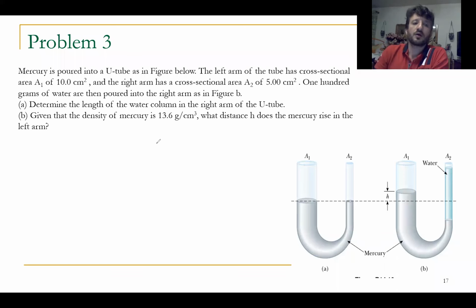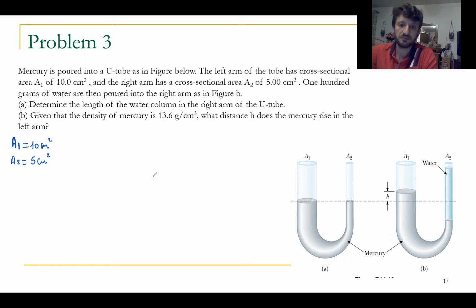Okay, we have a U-tube, as you see, with different sections. We have section A1 for the left one, A1 equals 10 centimeter square, and A2 equals 5 centimeter square.